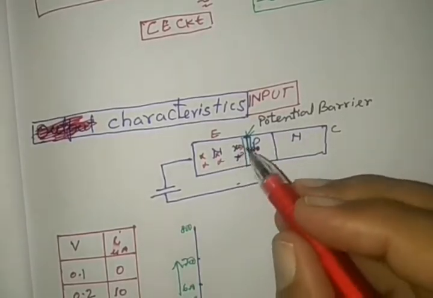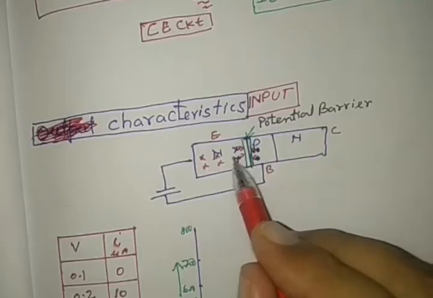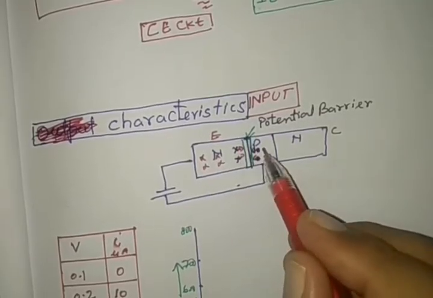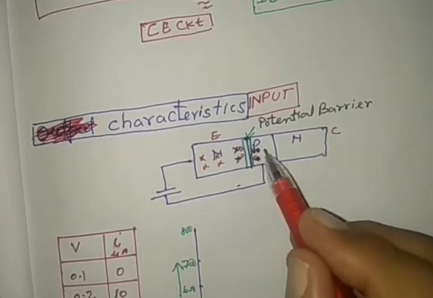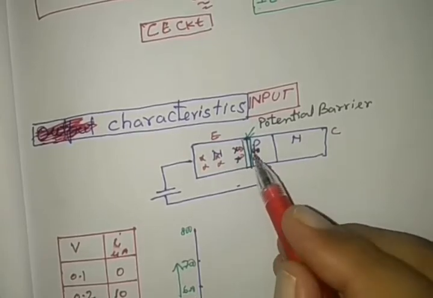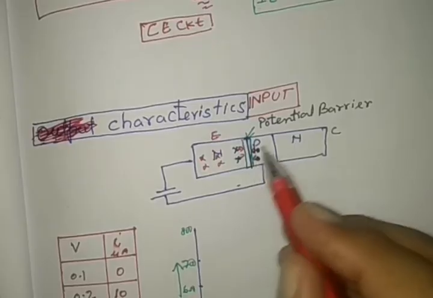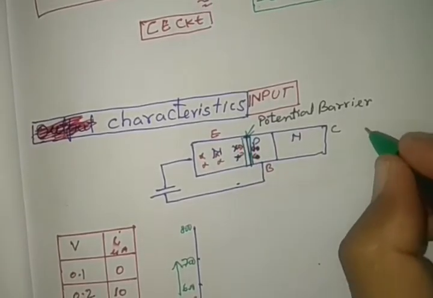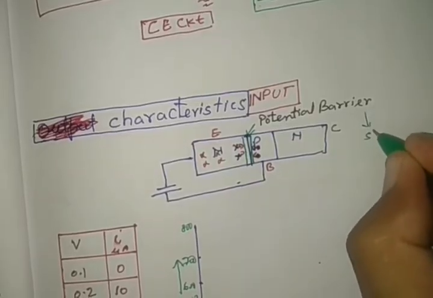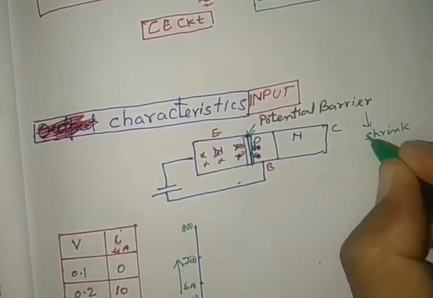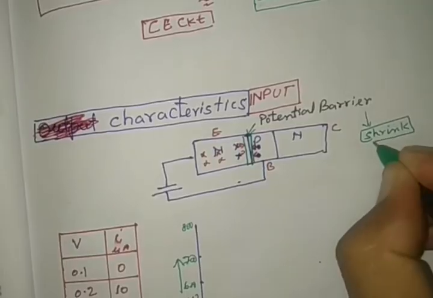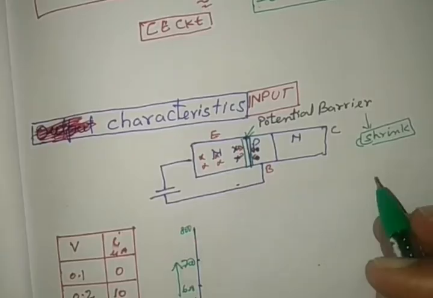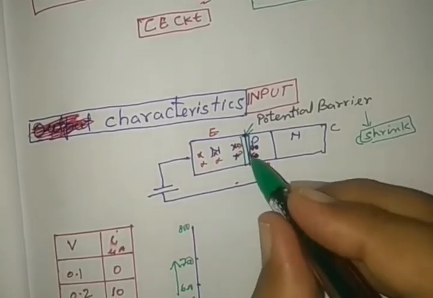As voltage increases in the input circuit, the reaction forces experienced by the majority charge carriers, holes and electrons in the p region and n region, try to cross the potential barrier. As a result, the potential barrier shrinks. Right? The potential barrier shrinks after a certain time and on applying a certain voltage. It becomes very small.